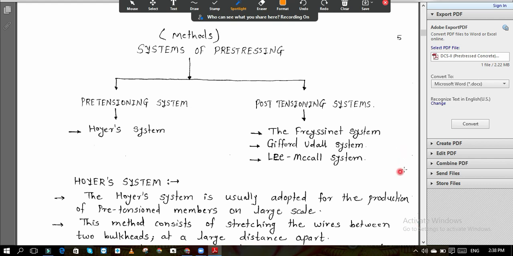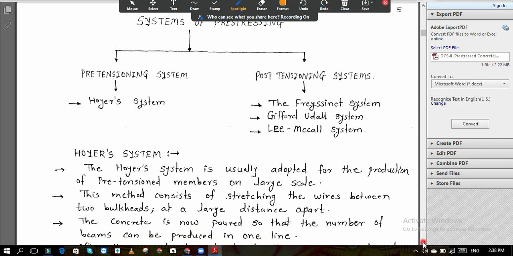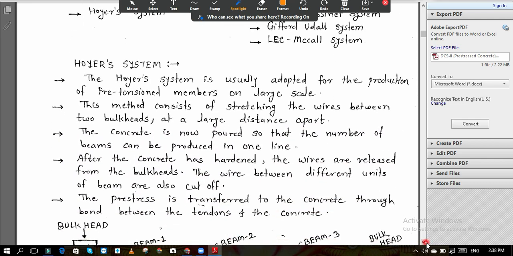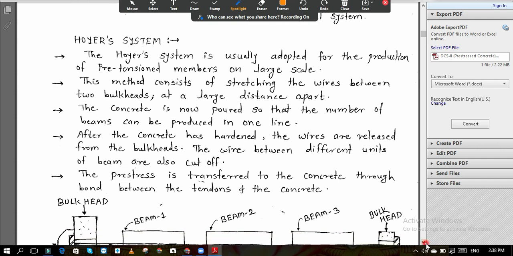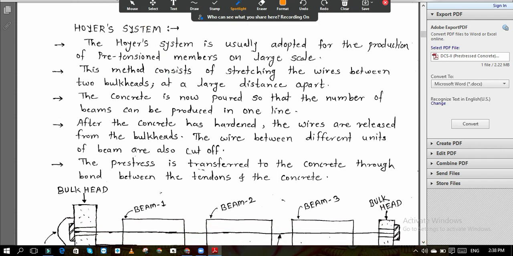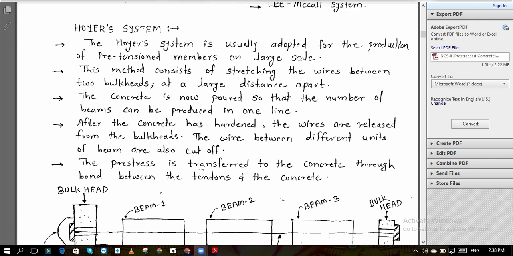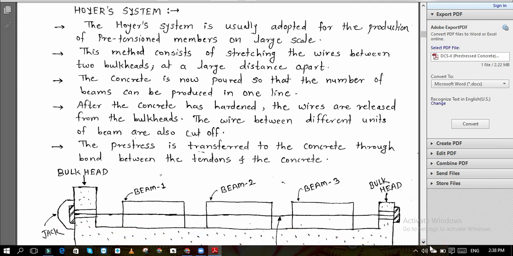So first is the pre-tensioning system. In the pre-tensioning system, the first and foremost system is the Hoyer system. एक ही यहाँ पे आपको system मिलेगी. It is called the Hoyer system. This is very popularly used for pre-tensioning. See here, what are the points? The Hoyer system is usually adopted for production of pre-tension members on a large scale. When you want to produce pre-tension members on a large scale, then you should adopt this Hoyer system.